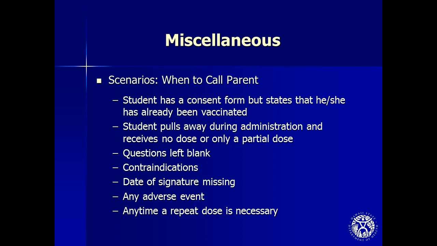In what situation should a parent be called? If the student has a consent form but states that he or she has already been vaccinated, contact the parent to confirm. If the student pulls away during administration and receives no dose or only a partial dose, contact the parent to ask if they would like you to attempt vaccination again. If you are unable to contact the parent, do not revaccinate.